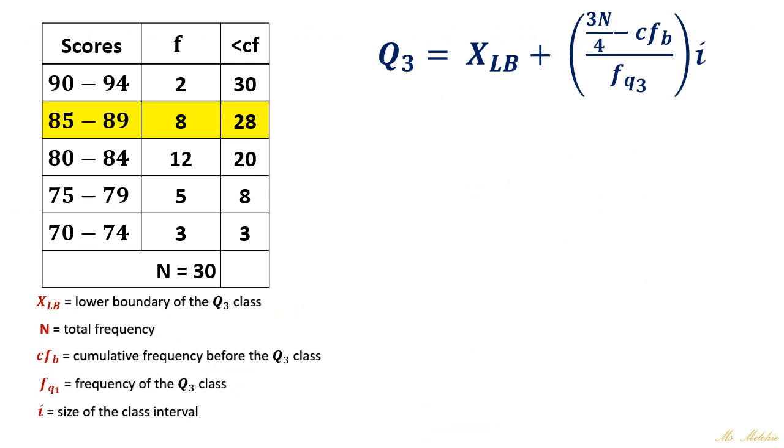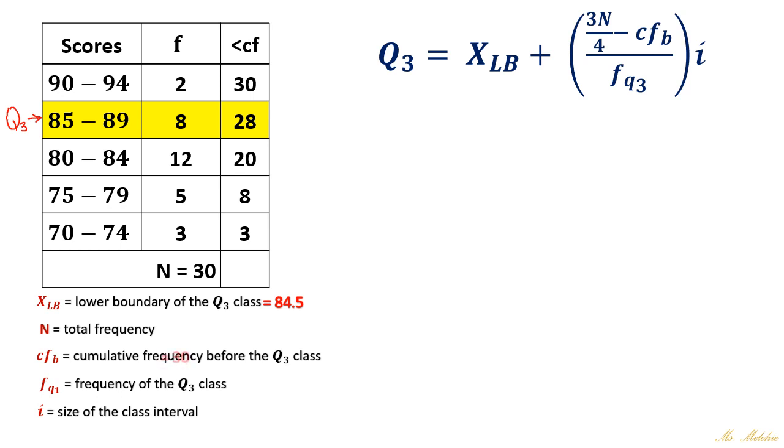Okay, so next, let's compute for the quartile 3 or the upper quartile. This time we are supposed to focus on our Q3 class, which is why I highlighted it here as well. This is our Q3 class, 85 to 89. Now let's identify the following data. First, we have the lower boundary of the Q3 class. As you can see, our lower limit is 85. You simply deduct 0.5 and we would have 84.5.